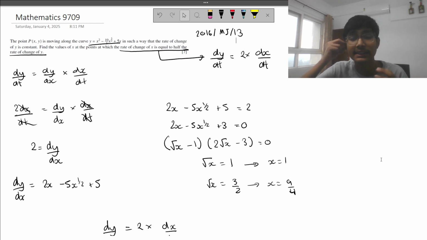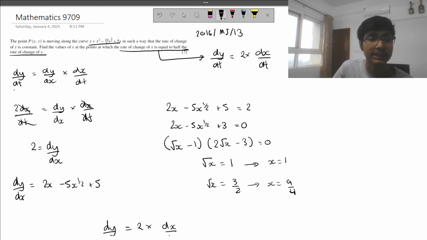It means that dy over dt needs to equal 2 times dx over dt, since dx over dt is half of dy over dt, right? So we need to find out when this value of dy dx is exactly half of dy dt. So if you write out the common chain rule formula, which is dy over dt equals dy over dx times dx over dt, we can substitute dy over dt for 2 dx over dt, and by cancelling them out because they're on both sides, we find that dy over dx should be equal to 2.